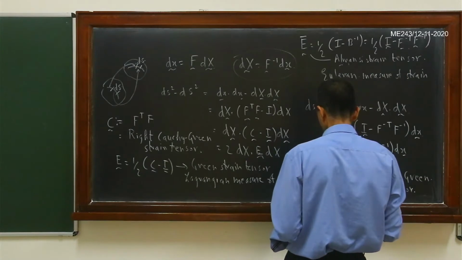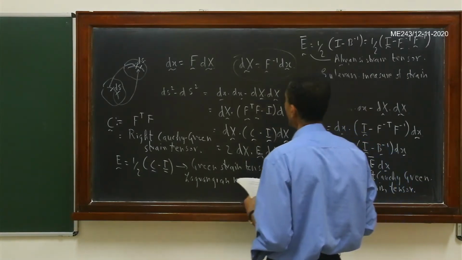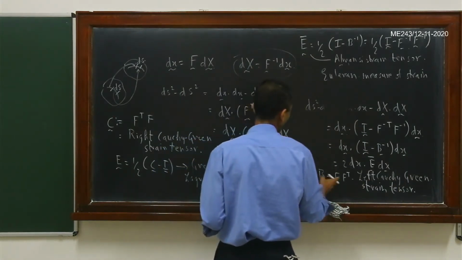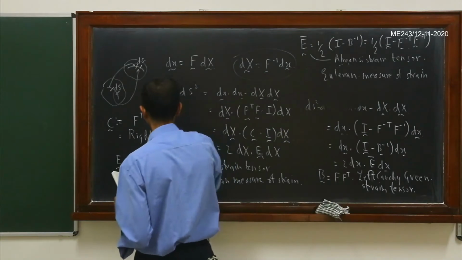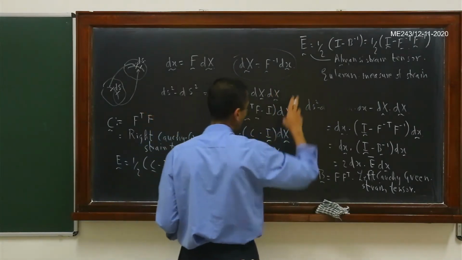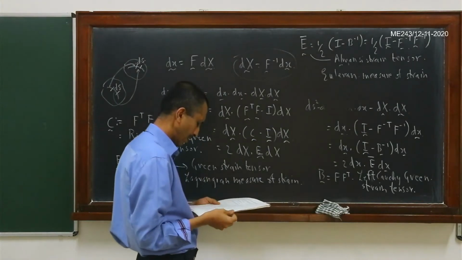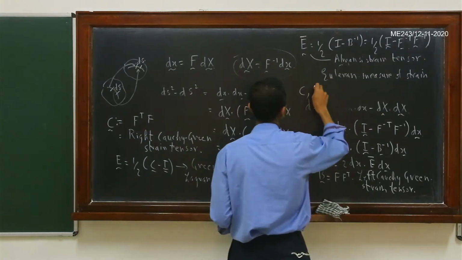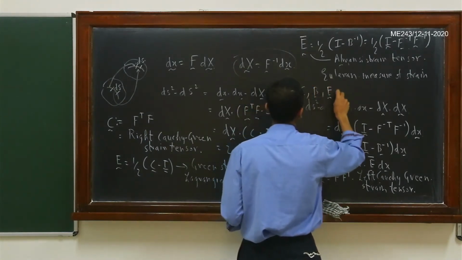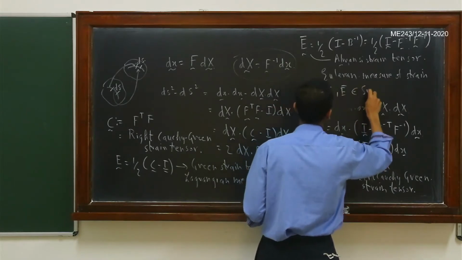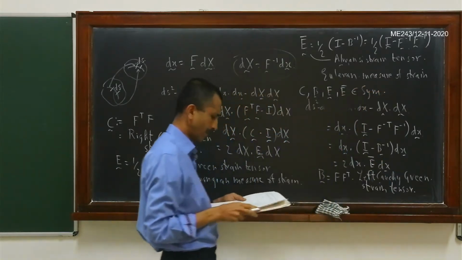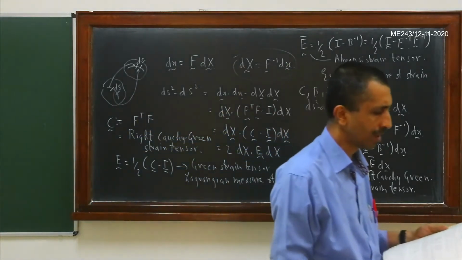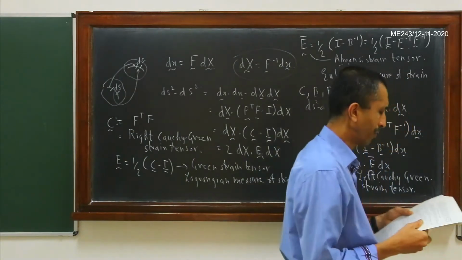Alright, so we can see some of the symmetries that are inherent in all these tensors. Obviously B is symmetric, C is symmetric, E is symmetric, and E bar is also symmetric. So all of these tensors are symmetric. We can write that C, B, E, E bar all belong to Sym. All of them are symmetric.